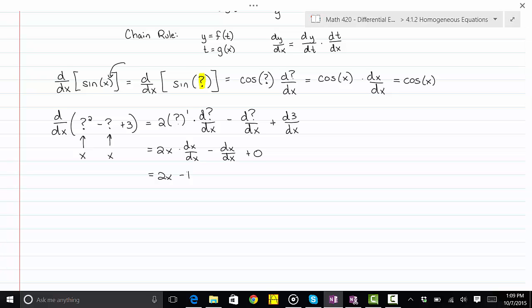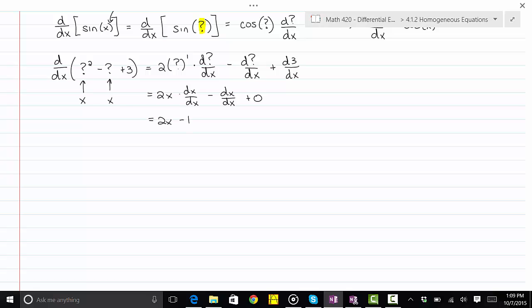A lot of people don't think of it this way because taking the derivative with respect to x of x squared minus x plus 3 is so simple to you because you know the tricks. It's 2x minus 1. But what if I were to change things up here and say that's the derivative with respect to x of y squared minus y plus 3?